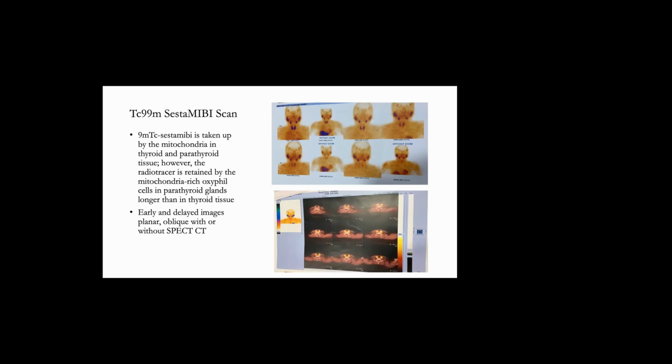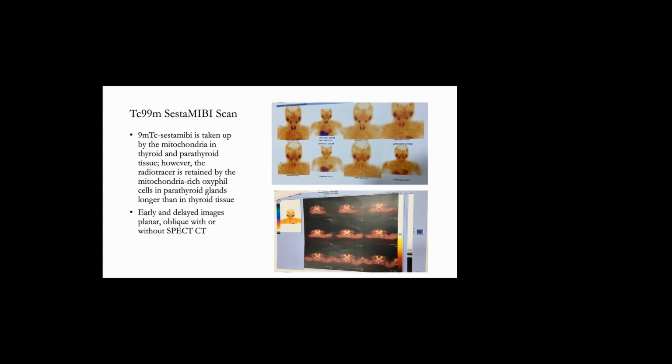So in interpreting these sestamibi scans, one has to be very careful. We have to perform delayed scans, and then we can do subtraction scans also. Sometimes when there is a lot of overlap with the thyroid, we can do subtraction scans to subtract the image of the thyroid, and then look at only the parathyroids. So early, delayed, and with oblique and planar views, with or without SPECT CT, can be very helpful.